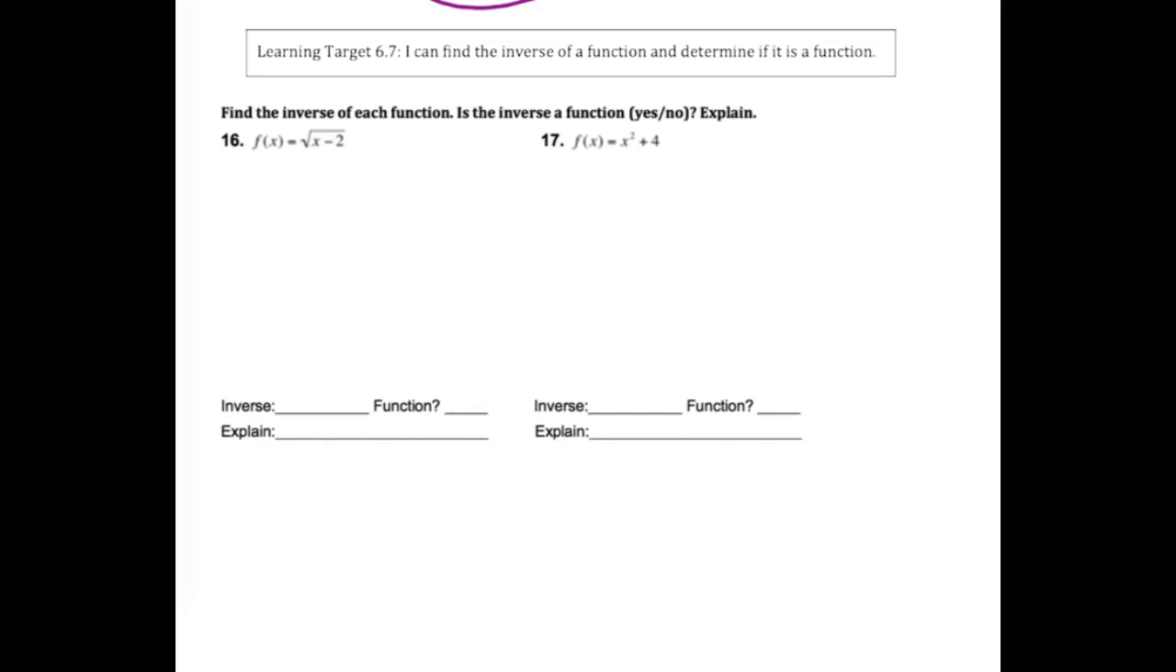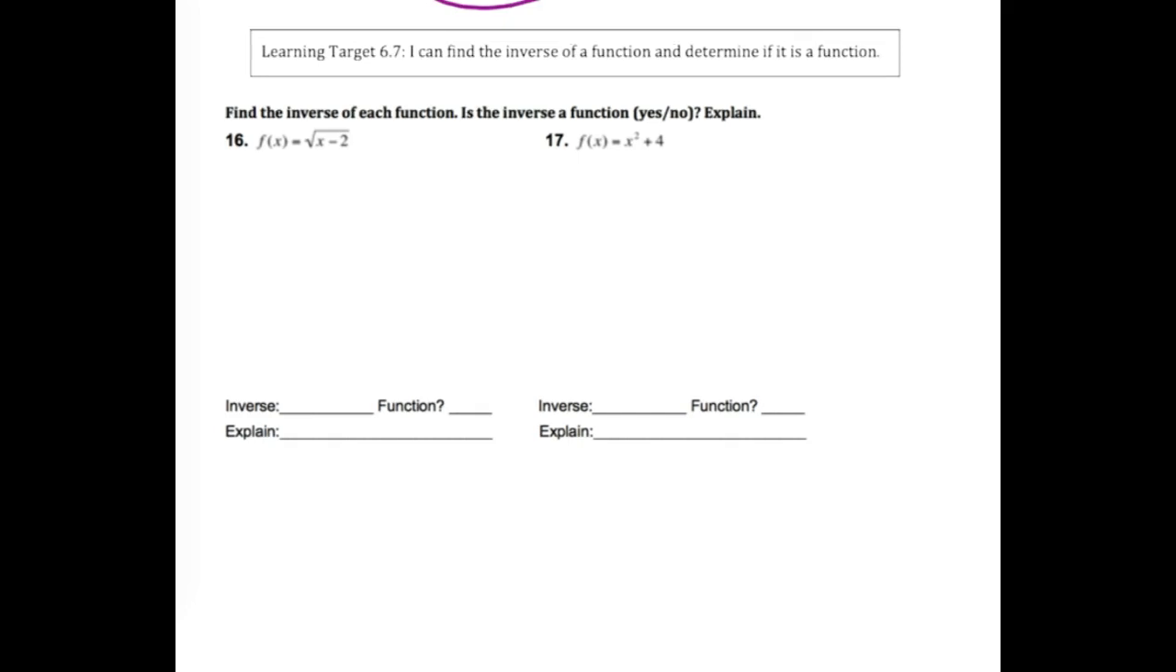So the first thing we're going to do, we need to switch x and y. So f of x is the same as y, so we're going to switch them. X now is equal to the square root of y minus 2, and then we're going to solve for y. So the first thing I have to do to get rid of that square root is to square both sides. Then I would have to add the 2 to the left side. And then I have to determine if it's a function.